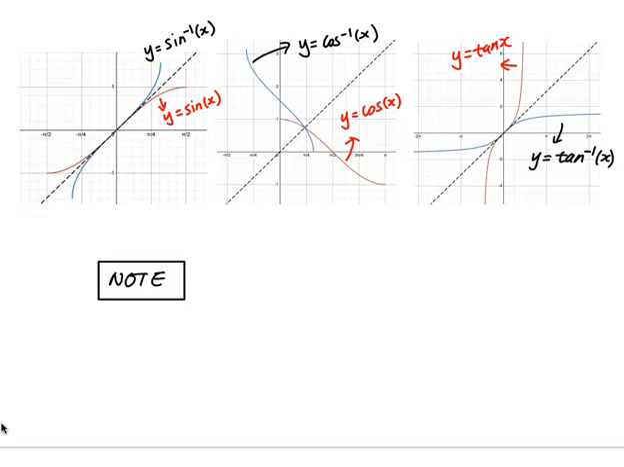Now let's quickly have a look at the relationship between the graphs of y equals sine x and sine inverse, same as cos and tangent as well. As you can see, the blue curve represents the inverse function, and you realize that all of them are symmetrical with respect to y equals x, that dotted line that you can see. Now, one special note. Please remember, sine inverse does not equal 1 over sine x. That -1 means inverse. It's not reciprocal.